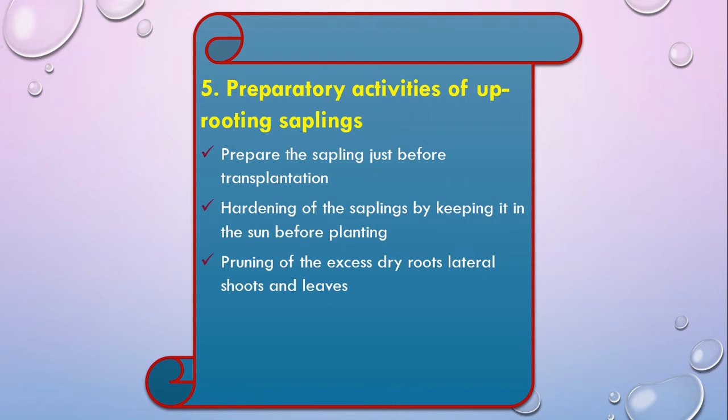There is hardening of the saplings by keeping them in the sun before planting, as well as in the rainfall, to tolerate the sun and rainfall. Pruning of the excess dry roots, lateral shoots and leaves as well.